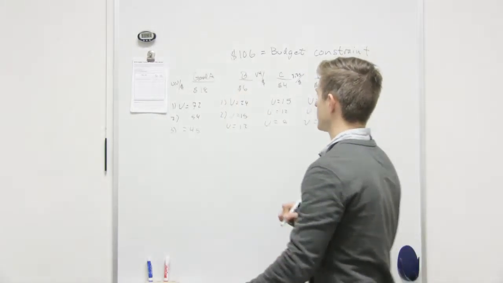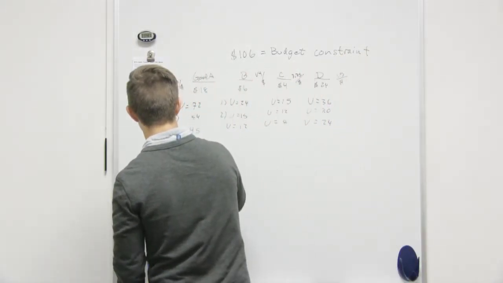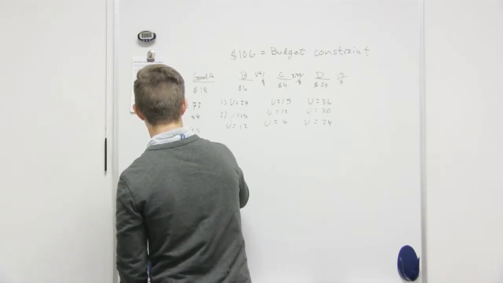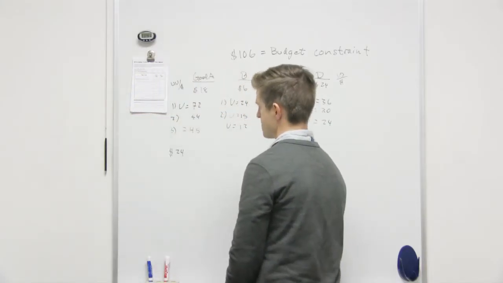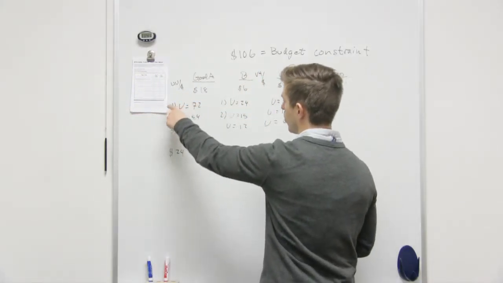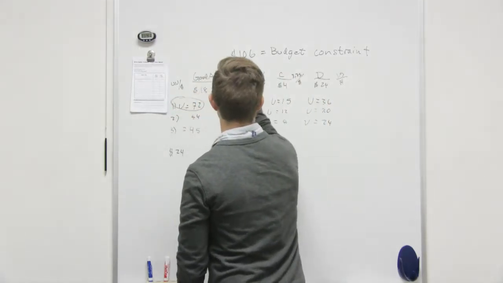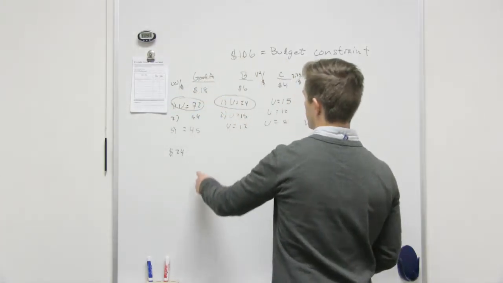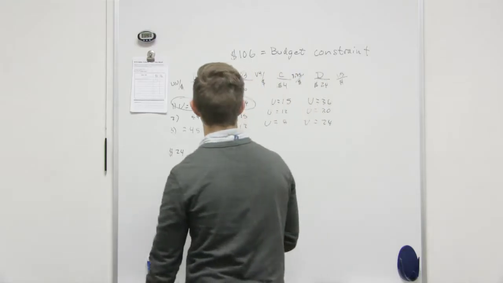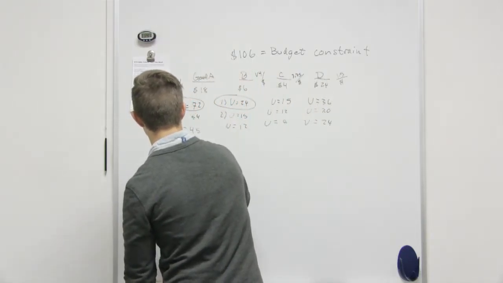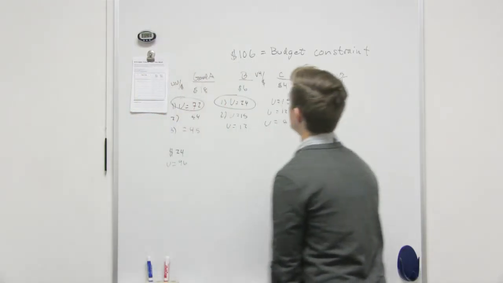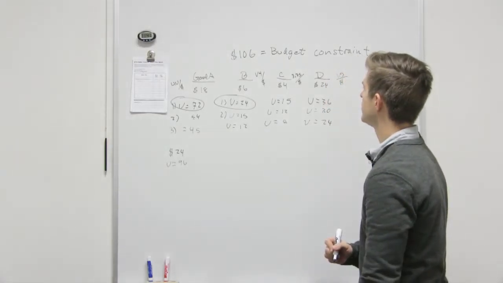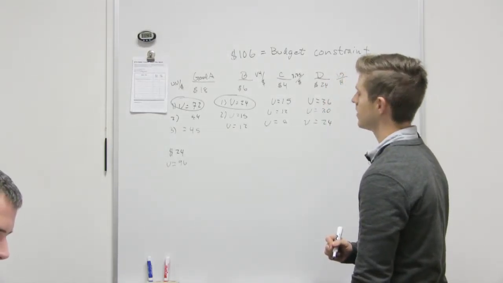So then we're going to spend $24. So that's 1A and 1B. Yep, we've bought one good A and one good B, and we've spent $24, and our utility is $96. So we still have $84 that we can spend.